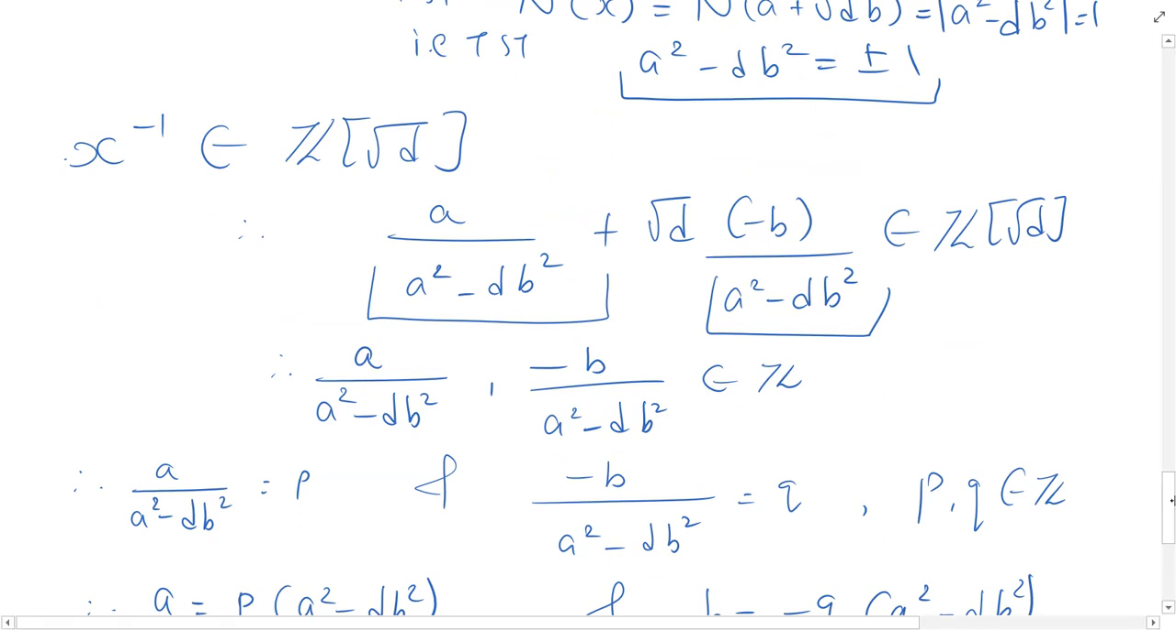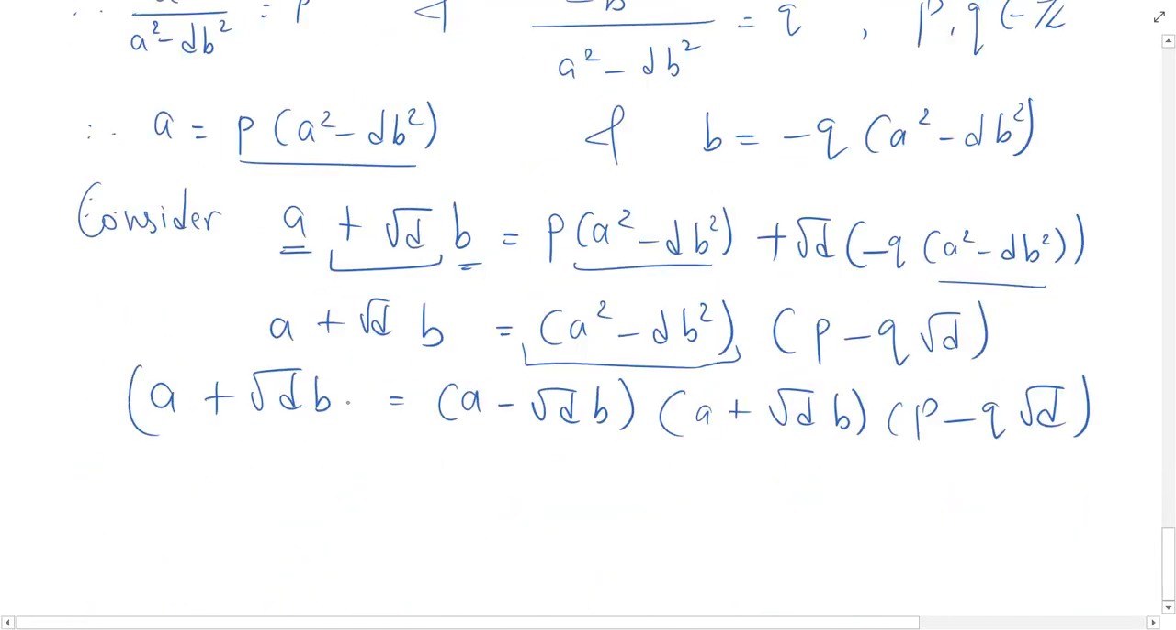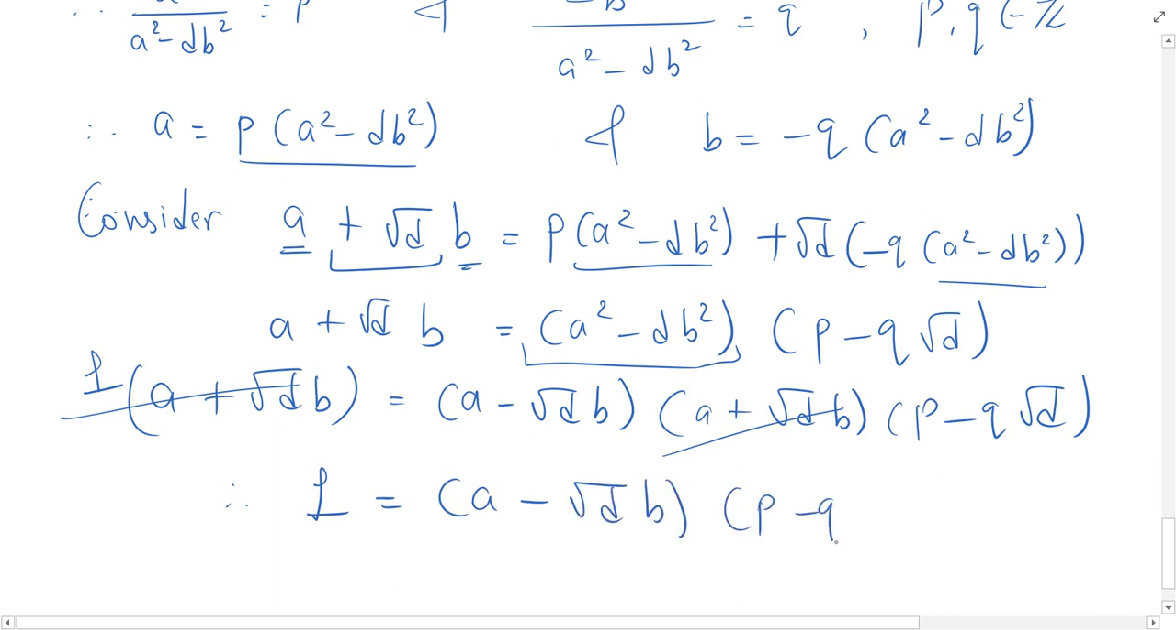Hence, what I can do is cancel this part from both sides. Since x is not equal to 0, I can cancel. This is a really trivial thing, right? x is not equal to 0, hence only I can cancel. Therefore, my 1 is the same as (a minus root db) times (p minus q root d). Correct? Okay, this is nothing but my equation Roman 1.